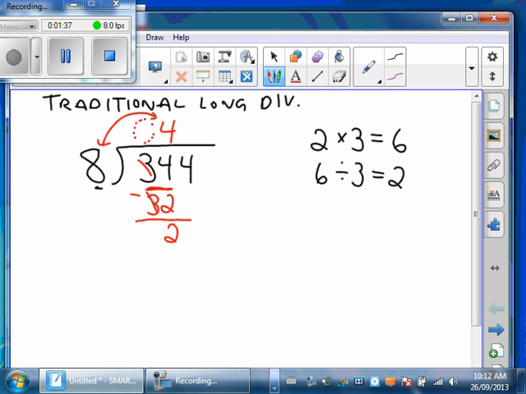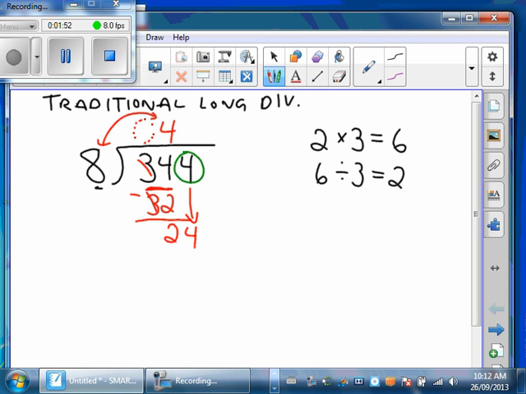Well, now we have a number that's left over here, this 4. And what we need to do is reach up there with both hands and grab this and bring it on down, and now we have 24. We start the process again.